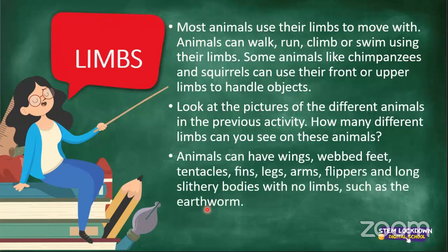Okay, animals can have wings or webbed feet if they're in the water, tentacles, fins, legs, arms, flippers, and long, slithery bodies with no limbs, such as the earthworm. Okay, I'm going to move on to the next slide.